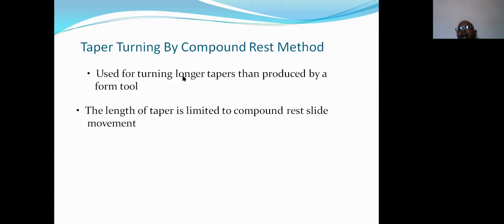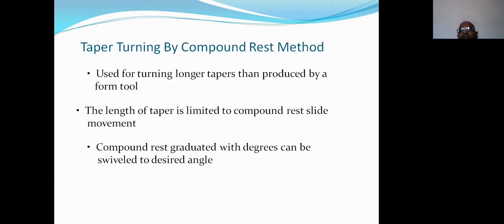The degree of rotation marking is used in order to rotate the compound rest to the required angle. By turning the compound rest to the required angle, the rotation or movement is given only to the compound rest. That is the reason why this method is called the compound rest method. So the compound rest should travel over the cross-slide guideways up to a certain length only. That is the maximum length to be turned by this process. The compound rest, graduated in degrees, can be swiveled to the desired angle.